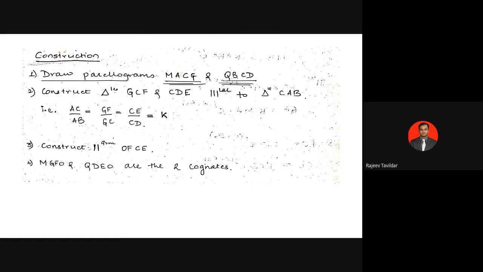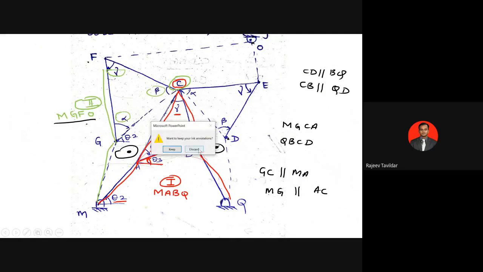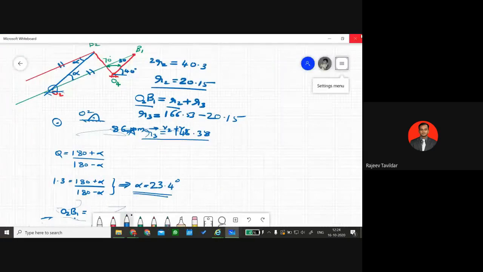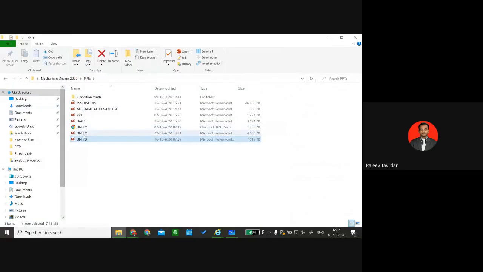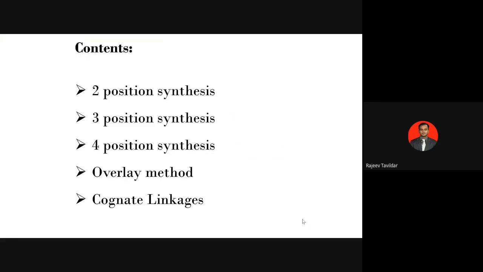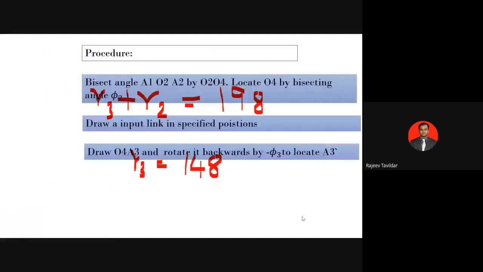In the second step, we need to construct the triangles GCF and CDE similar to CAB. Let us see what it means. Just clear off all these lines here. So you can see the center triangle, or the ternary link, of the first mechanism here. It is CAB. So they are telling that in the second step we need to construct two more triangles, that is GFC, this is our second triangle over here, and the third triangle is CDE. This is our third triangle, and all these three triangles must be similar to each other.